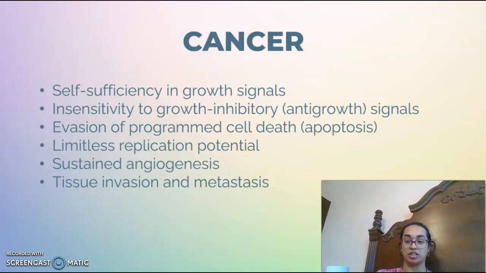Next is sustained angiogenesis. Here, cancer cells acquire the capacity to draw out their own supply of blood and blood vessels through tumor angiogenesis. And lastly, there is tissue invasion and metastasis. Here, cancer cells acquire the capacity to migrate to other organs, invade other tissues, and colonize these organs, resulting in their spread throughout the body.